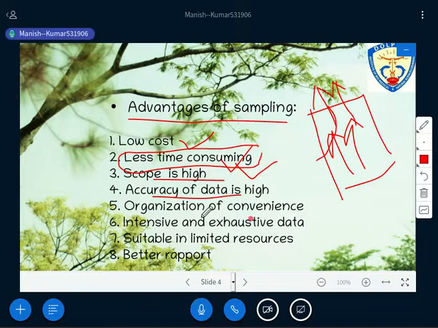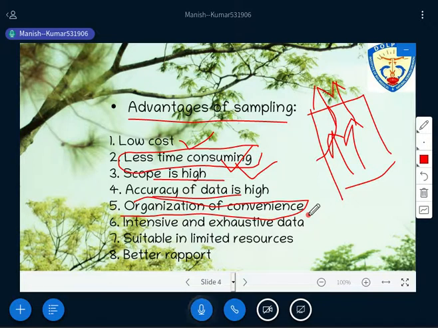Fine. Now you need to know the organization of convenience. Convenience is comfortable, easy to handle, isn't it? So how is it convenient? Now you need to understand here that we all know that a sample has a very small size. If the sample is a small size, you don't need vast facilities to store or maintain that data. That's why your activity will be a bit economical, and it also requires less space and equipment.